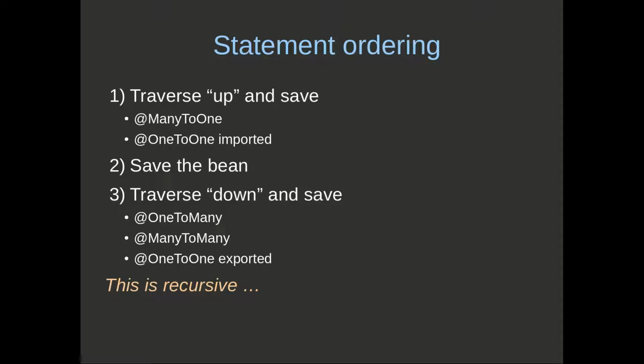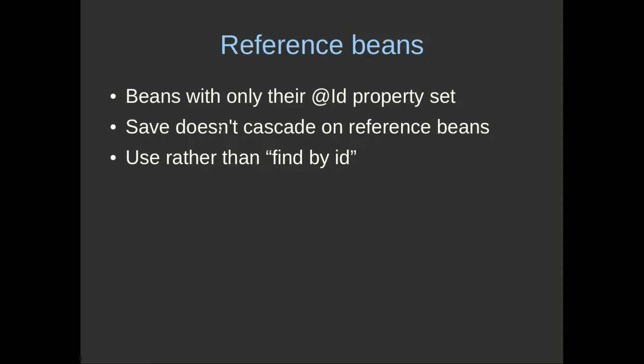Now, also, I should add here, this is a statement ordering for saves, which is inserts and updates. But if we were doing deletes, the exact opposite order would be used. So before we deleted a bean, we would first traverse down, delete the one-to-manys, then delete the bean, then delete the many-to-one relationship beans. So next we'll have a look at reference beans.